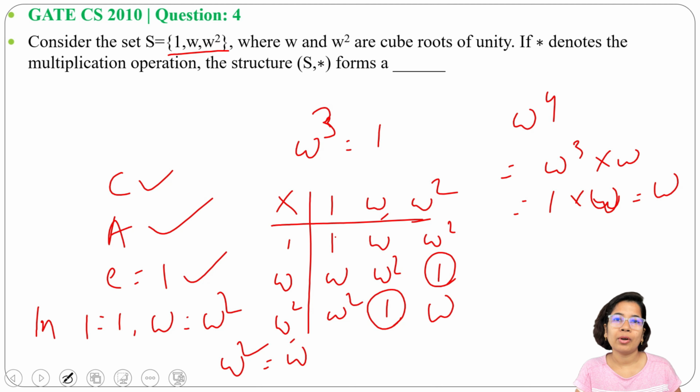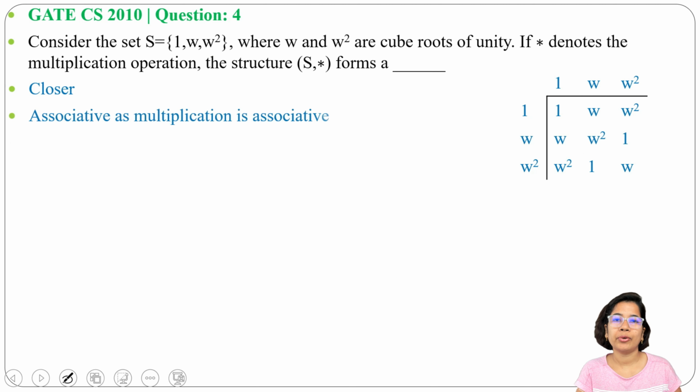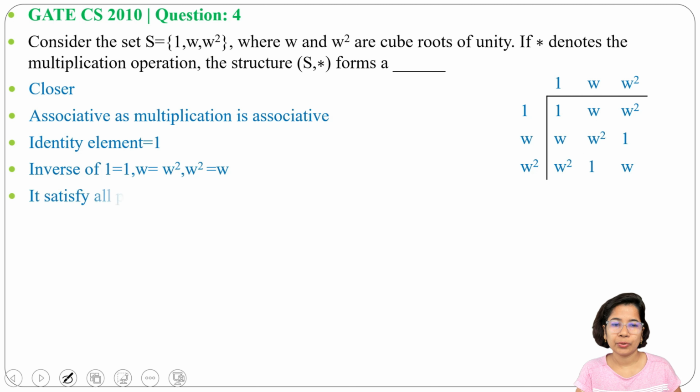It satisfies all the group properties. It is closure, associative, identity element exists, also the inverse exists for each element, hence it is a group. So the set {1, w, w²} is a group with respect to multiplication.